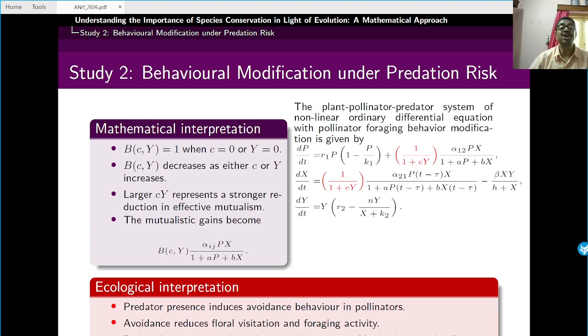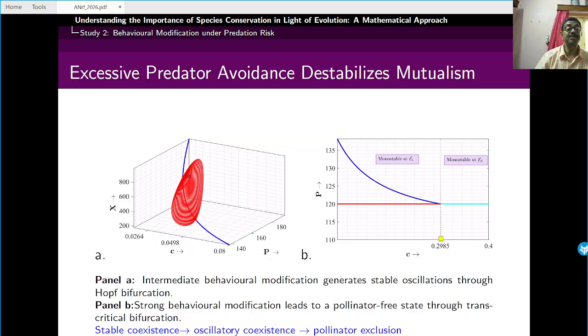In study 2, there is a behavioral modification under predation risk, and c is the behavioral modification parameter. From our first figure, we see that intermediate behavioral modification generates stable coexistence and stable oscillation through Hopf bifurcation. In the second figure, we see that strong behavioral modification leads to a pollinator-free state through transcritical bifurcation.